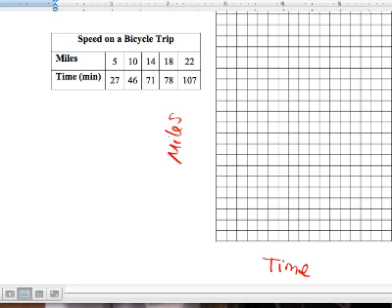So we have to figure out how we want to scale this. Time is our x-axis. This is our y-axis. On time, we have the smallest number to be 27, the biggest number to be 107. So we need to fit all of those numbers on our graph. So we need to figure out how we want to scale this. So what do you think is the best way to scale the numbers between 27 and 107? Any ideas? We're going to go by ones? No. We'll run out of room, won't we? We don't have that many blocks.